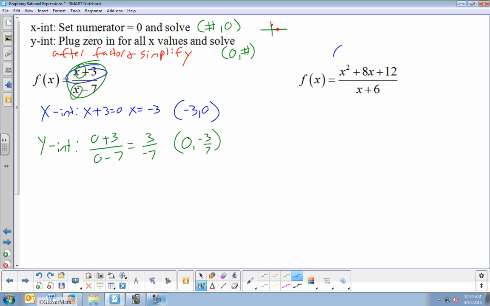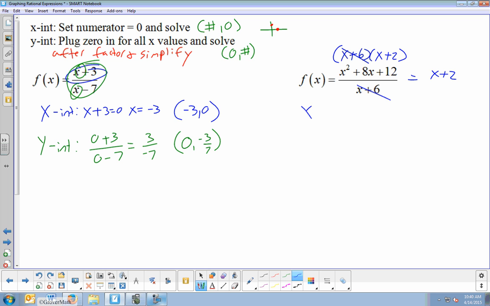So what can we do? We can factor here. This would be x plus 6 over x plus 2. And then I can simplify the x plus 6's, which is going to tell me that I have a hole at negative 6, and that's going to be a restriction on my domain and all that stuff. But for now, let's just do the intercepts part. What's left over is x plus 2 over nothing, so it's just x plus 2.